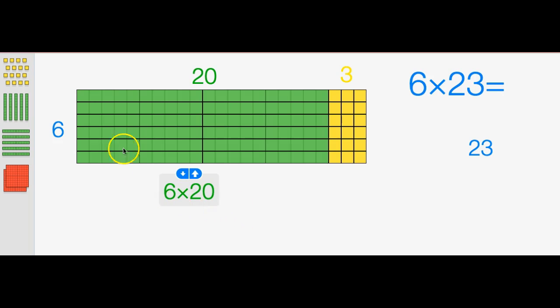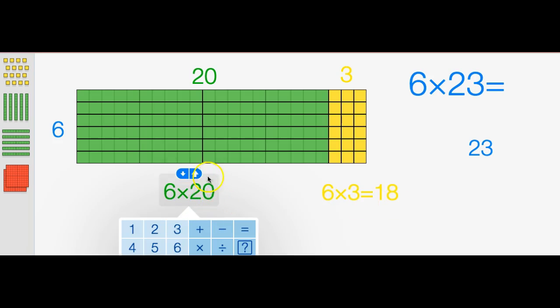So we have 6 times 20. I have 6 down and I have 20 across. And then for right here, I still have 6 down, but this time it's 3 across for my smaller rectangle. So I'm going to go ahead and bring 6 times 3 right here. And you'll see 6 times 3 equals 18. We know that. We're going to solve 6 times 20. If I take this 20 and I decompose it into 2 times 10, I know that 6 times 2 is 12. And if I multiply that by the 10 that's left, I would get 120.